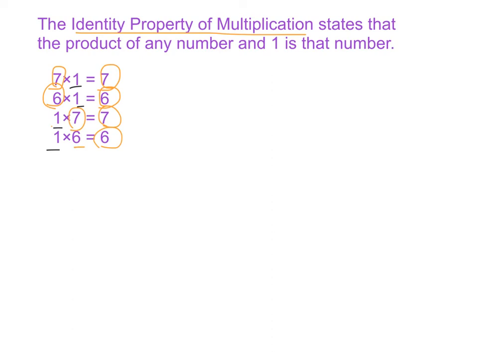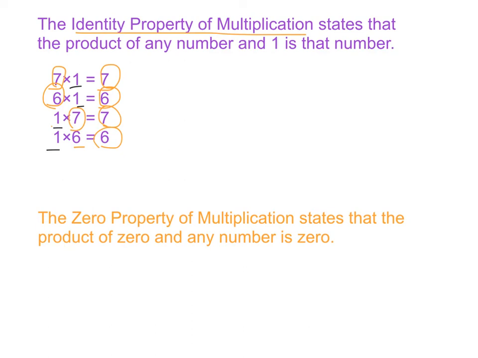The other important property in today's lesson is the zero property of multiplication. So what is the zero property of multiplication? The zero property of multiplication states that the product of 0 and any number is 0. So in other words, 0 times 5 equals 0. So the product is 0 when you're multiplying 0, or when 0 is a factor.